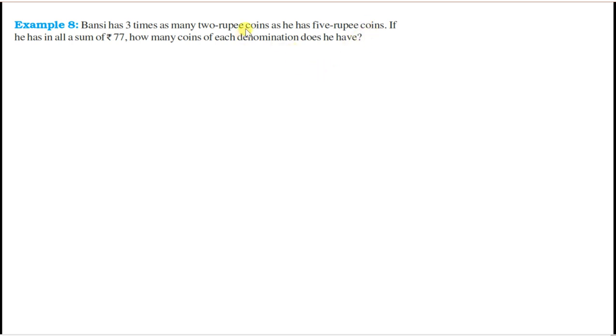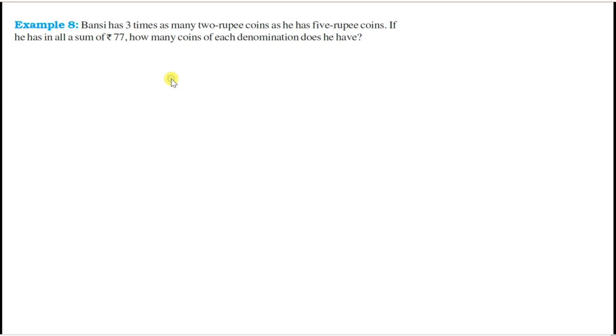बंसी के पास 2 रुपए वाले जो कॉइन्स हैं वो 5 रुपए वाले कॉइन्स का 3 गुना है. If he has in all a sum of ₹77, उसके पास कुल 77 रुपीस हैं, तो दोनों तरह के कॉइन्स कितने कितने हैं ये हमें बताना.